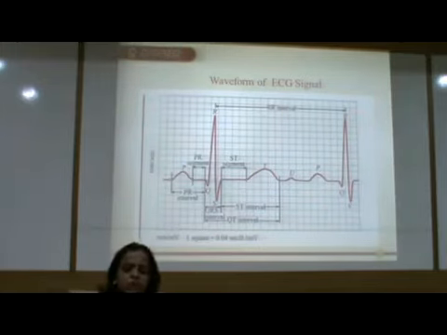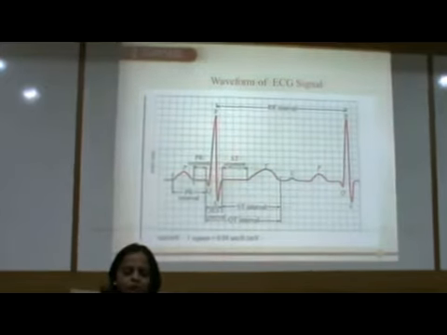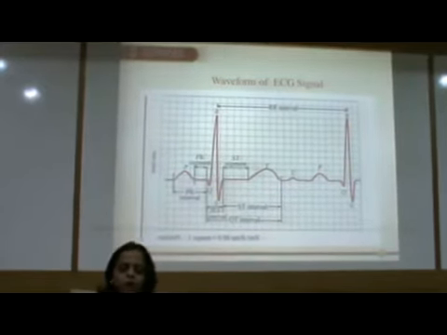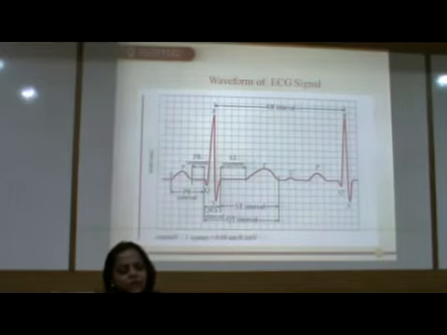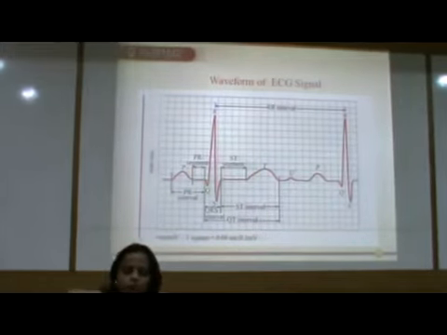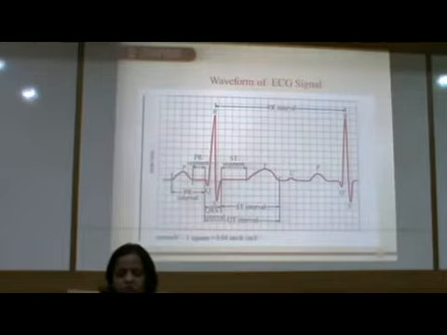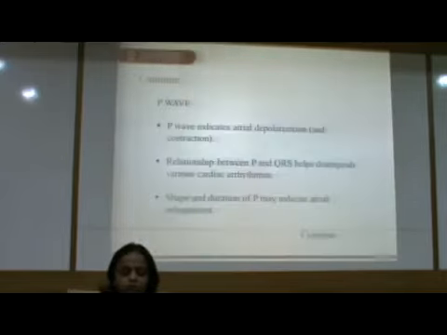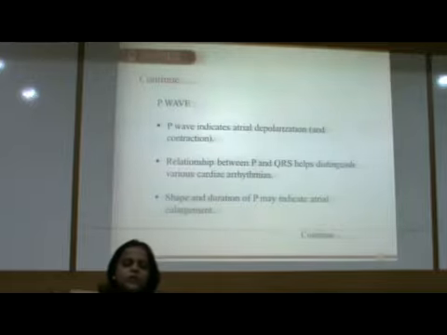These are, we can see, the P, Q, R, S complex, T peak, the PR segment, QRS interval, ST segment. All these parts are very important for analysis of the ECG signal, by which we can diagnose any disease. Here I am discussing all the parts of the ECG signal.